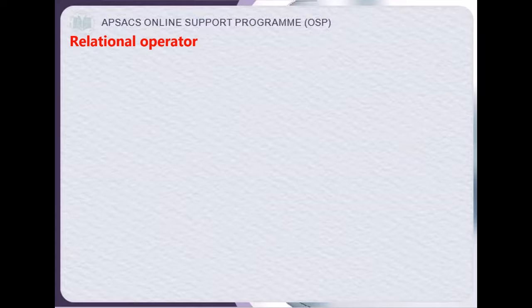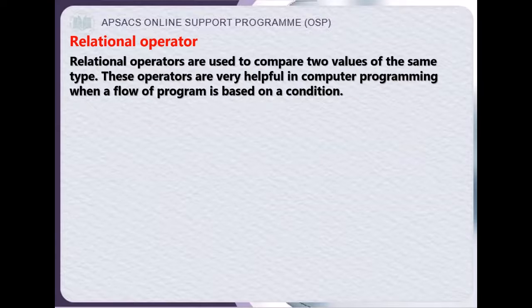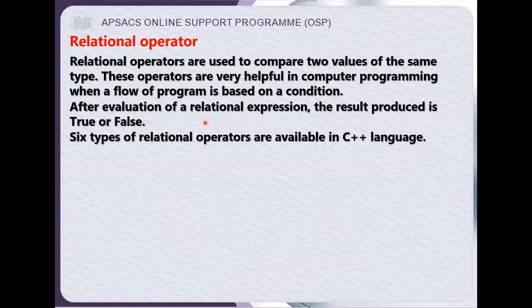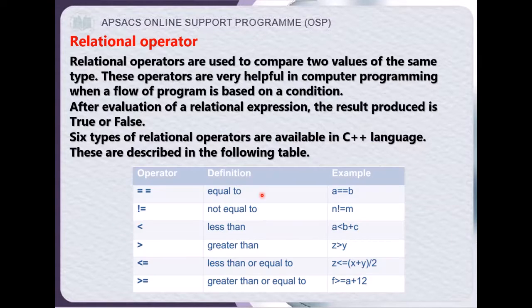Relational operators. These operators are used to compare two values of the same type. These operators are very helpful in computer programming when the flow of a program is based on a condition. After evaluation of a relational expression, the result produced is true or false. Six types of relational operators are available in C language. These are described in the following table.